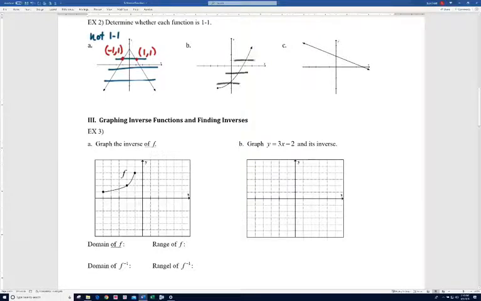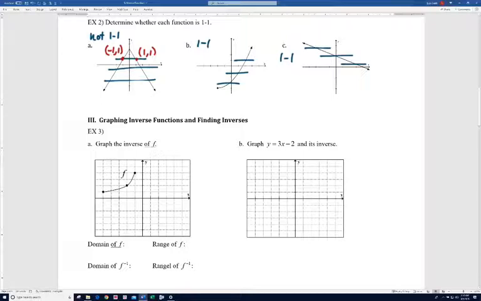Notice B is okay. No matter where I draw a horizontal line, I can only go through one point. So that one is one-to-one. And the same thing is true with C. That's also one-to-one. All right, on number 3, it says graphing inverse functions and finding inverses. It says graph the inverse of f.